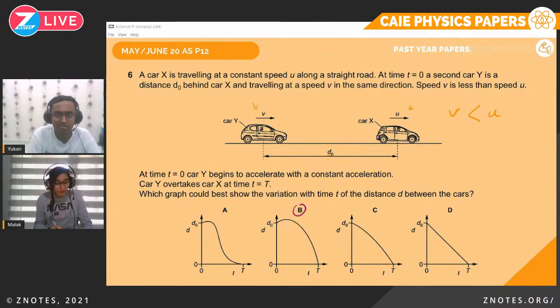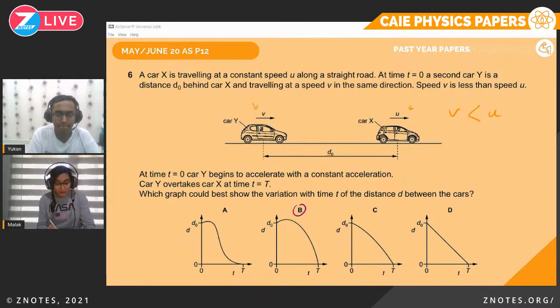At time 0, car Y begins to accelerate with constant acceleration. So this car here is accelerating. Car Y overtakes car X at time t equals capital T. Now we know that when time equals T, they both reach the same distance. They're both in line with each other. Now we want to find the best graph. So this is the part.